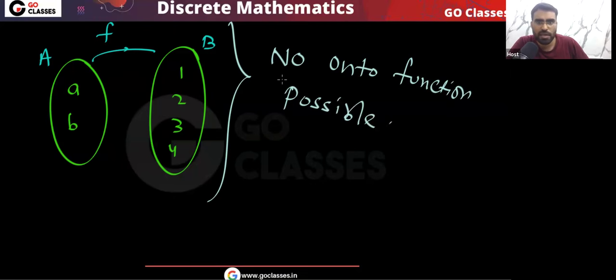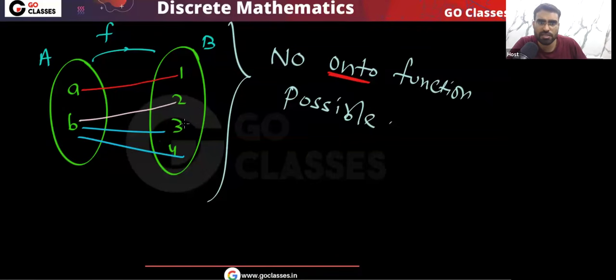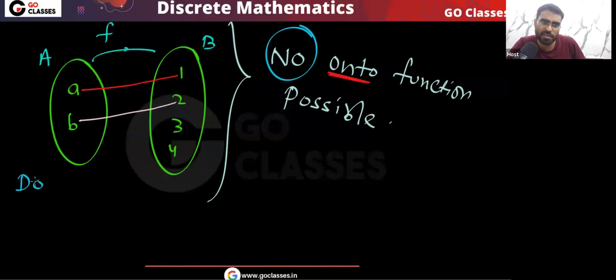See, very simple. In an onto function, I want to cover all the elements of the codomain. Can I cover all the elements of the codomain? Let me assume A is mapping to 1. Let me assume B is mapping to 2. Now, who will map to 3? Can I do this? This is not even a function. So I can't do this. So remember, very simple point: no onto function is possible when the domain cardinality is less than the codomain cardinality. Understood? Please tell me.